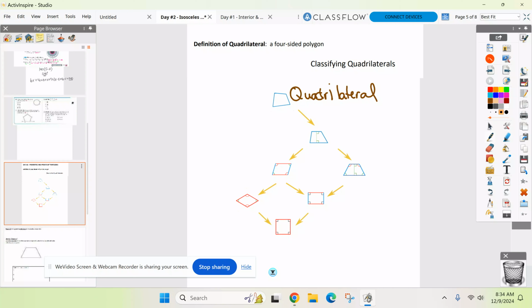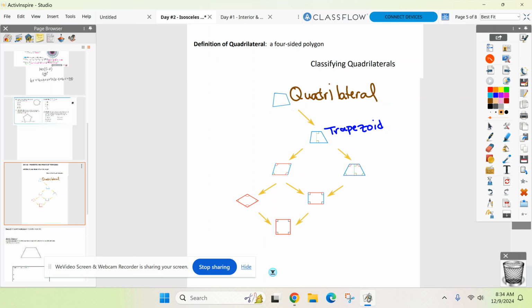Then we start getting more specific. Everyone see right below a quadrilateral there? That's Tony. Tony the trapezoid. Okay, so that's a trapezoid. I'll tell you why at the end, why it's on top, why he's the kingpin.